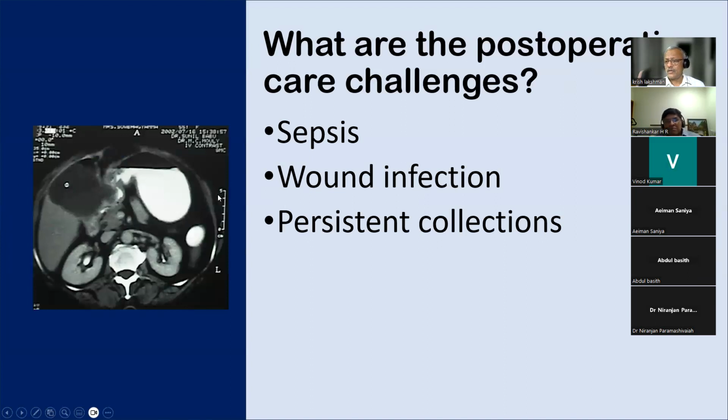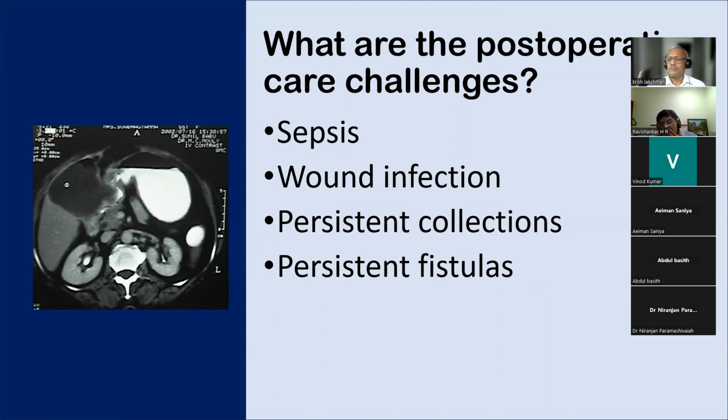Persistent collections can occur in spite of your best efforts. You can still have a collection. And in spite of everything, in spite of a diverting stoma, you will then have to look at draining it again. You can get fistulas again. In spite of what you have done, you may get a fistula. From a generalized peritonitis and intra-abdominal collection, it may become a localized fistula.